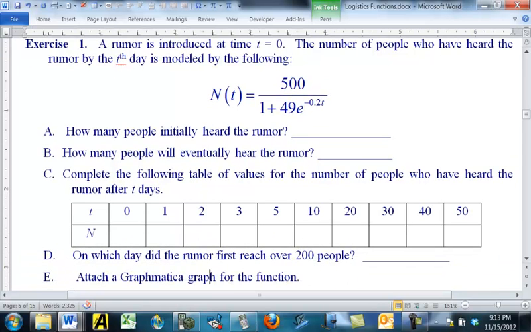Okay, so there is exercise 1. Go ahead and do this and work this out. Come back when you're finished and we'll check it. Press pause now.